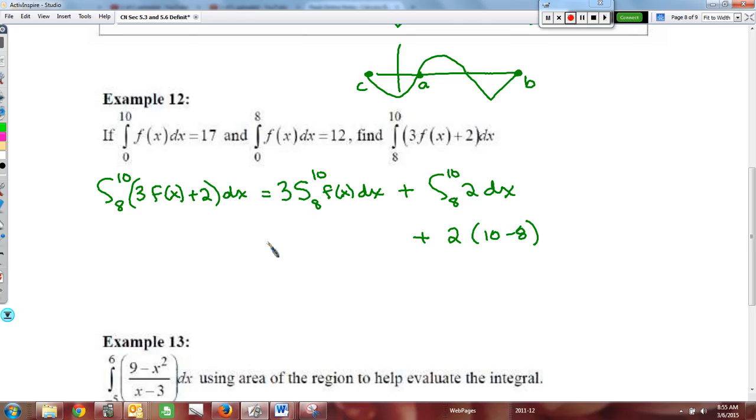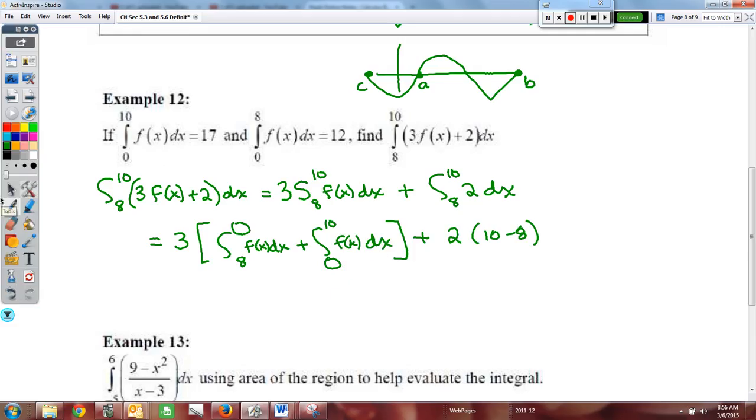All right, now over here, I'm going to have to do a little bit more work. I'm going to back up a little bit and separate this out, because I don't know 8 to 10 for this function f of x, but I know 0 to 10, and I know 0 to 8. So thinking about this, if I wanted to do 8 to 10, I could split this up by choosing a value to go from 8 to something, f of x dx, and then from that something to 10, f of x dx. And then I go, well, what would be a good value to go to?